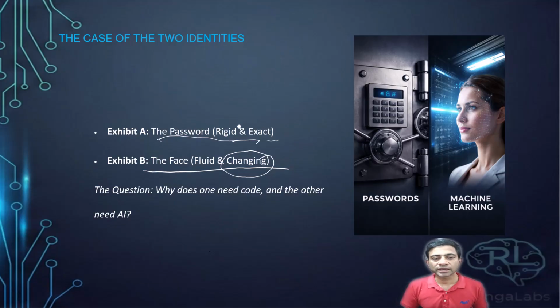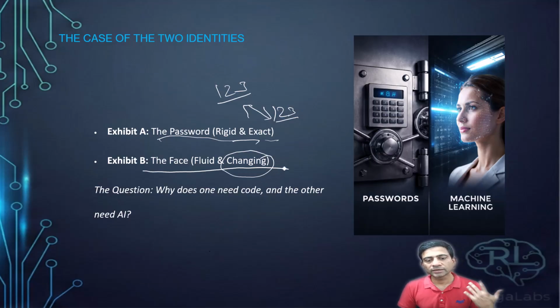In the case of a password, what happens? Say the password is 1, 2, 3. Whenever you enter 1, 2, 3 exactly, it even checks the case, capital and small, if you have noticed. If it matches exactly, then it allows you in. In the case of a face, you cannot just put one photograph of yours and tell it to match the face exactly, which is not possible.